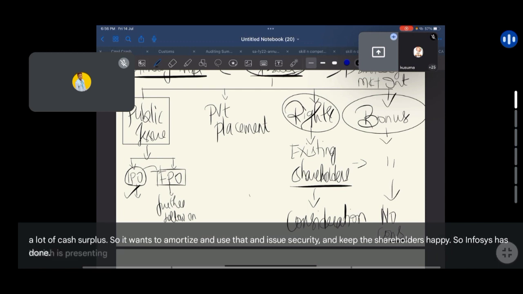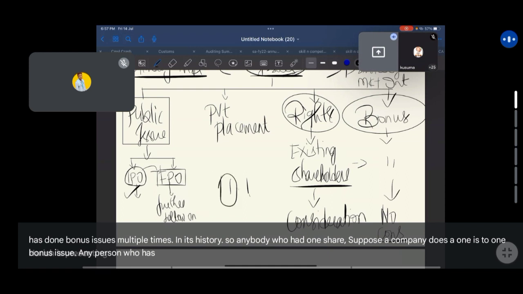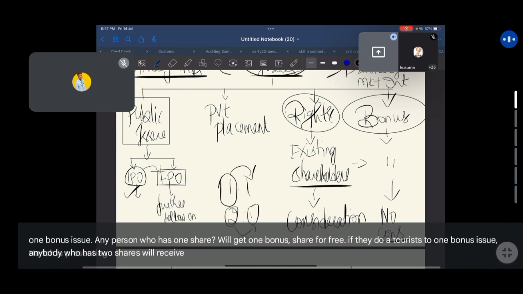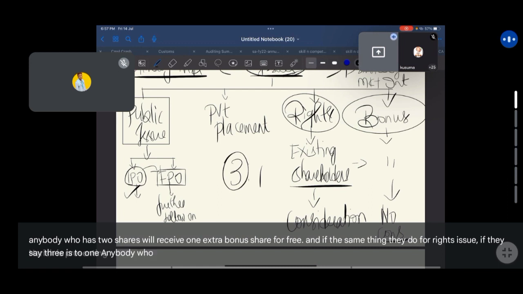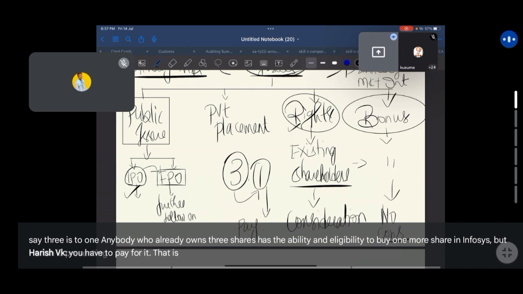So Infosys has done bonus issues multiple times in its history. Suppose a company does a 1:1 bonus issue, any person who has one share will get one bonus share for free. If they do a 2:1 bonus issue, anybody who has two shares will receive one extra bonus share for free. And if they do the same for a rights issue, say 3:1, anybody who already owns 3 shares has the eligibility to buy one more share in Infosys, but you have to pay for it. That is what is called a rights issue.